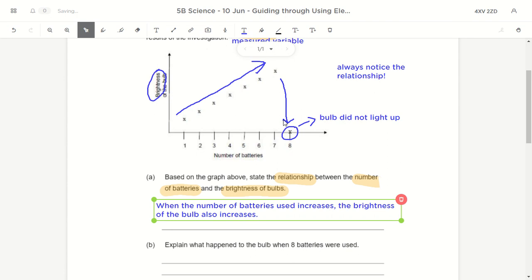Okay, so this is one way of saying. However, we know that it's not always like this, because when you use more than 7 batteries, the bulb actually did not light up. So you have to add in the second sentence to tell me that you notice that there is a second relationship here, because when more than 7 batteries is used, the bulb will not light up. The bulb did not light up.